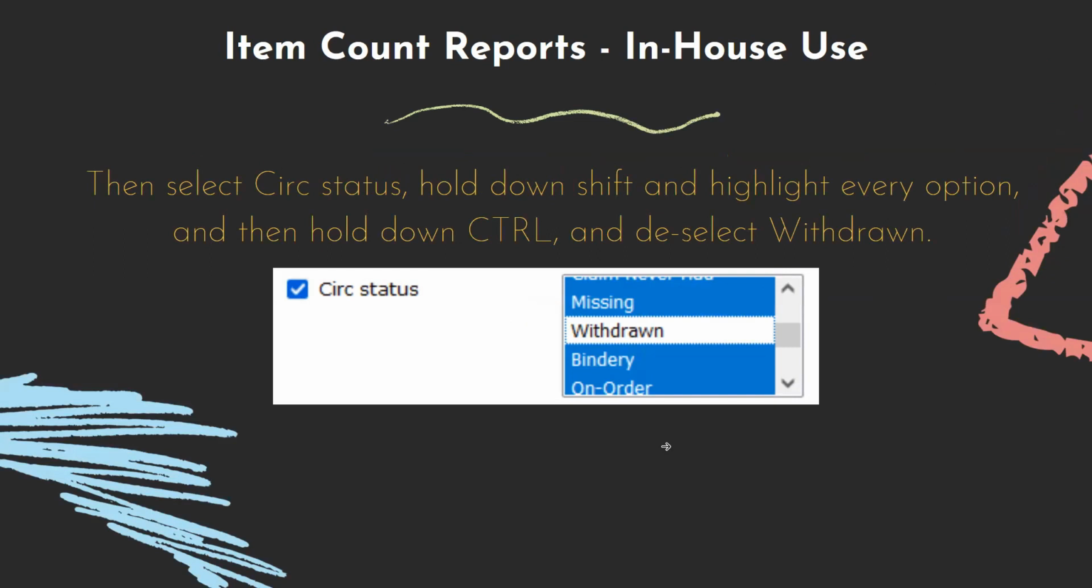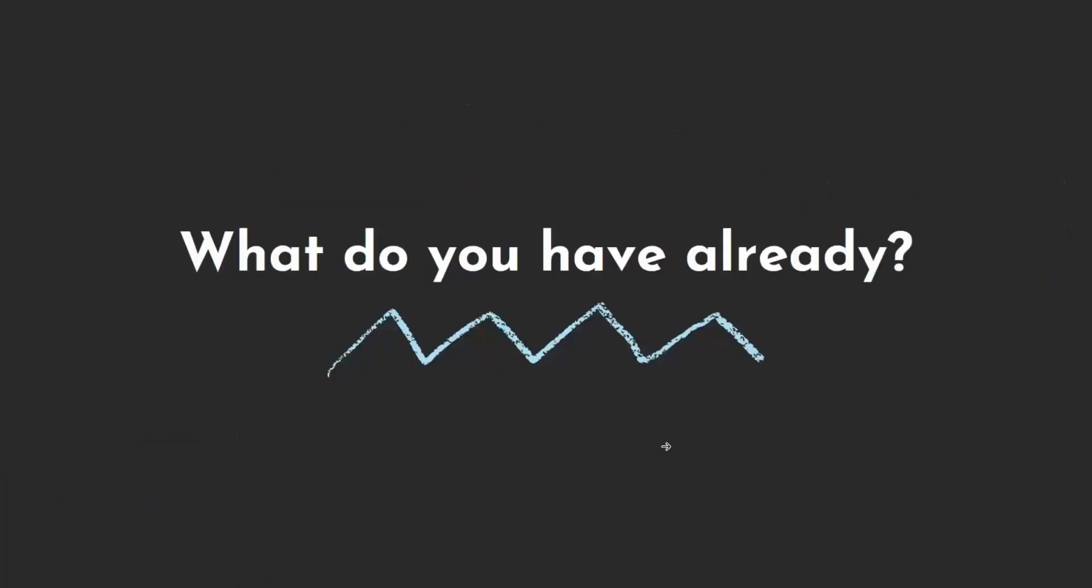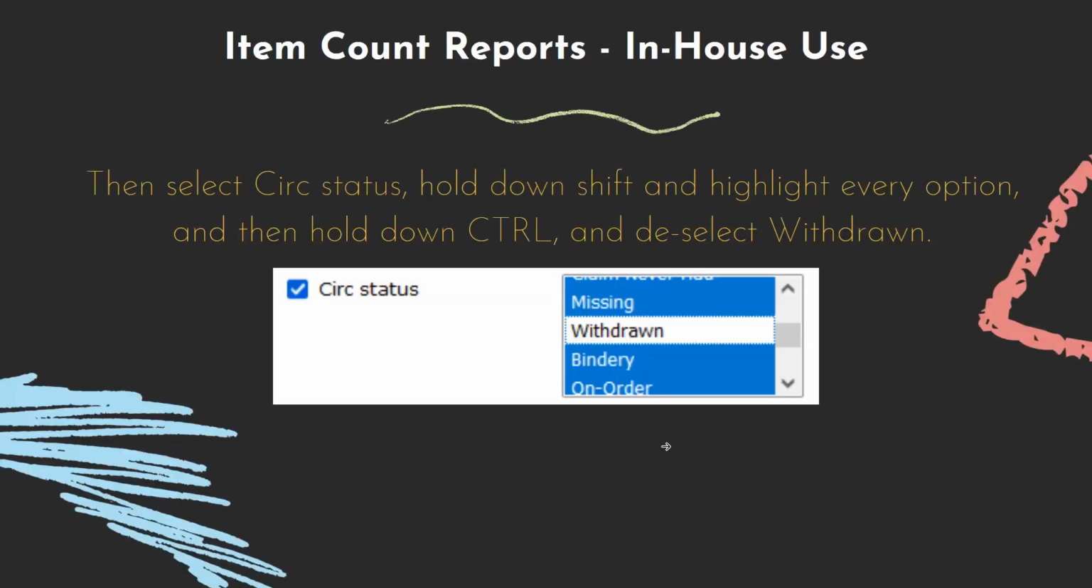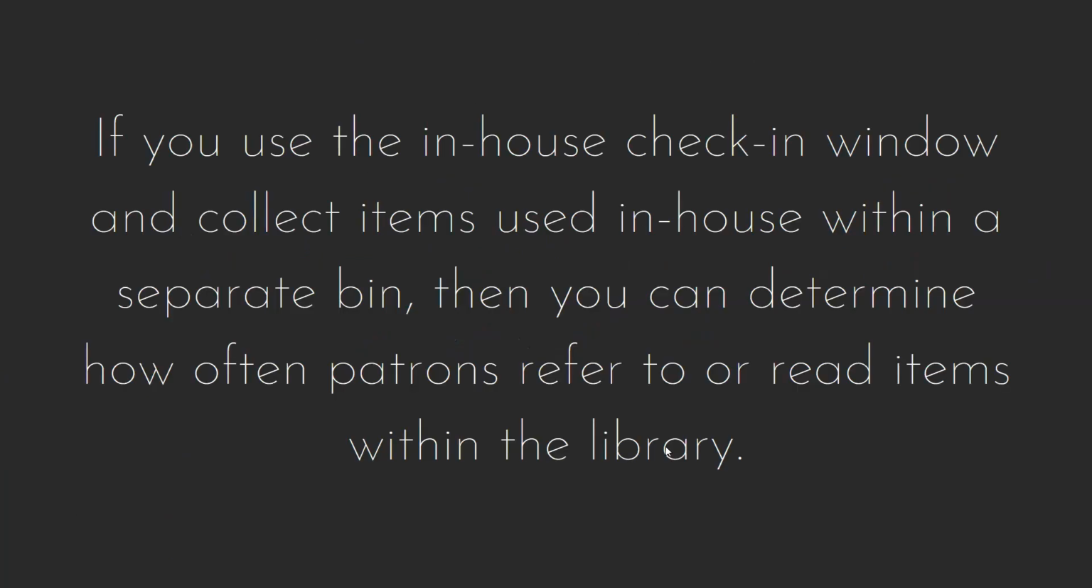So you're going to check that off. And while holding down shift, highlight all of the results in that box. You're going to click, get them all. And then you're going to let go of shift and click down on the control and just select withdrawn so that it's the only thing not highlighted. Okay. Beauty. Oh, and then you hit submit and that's all you need.